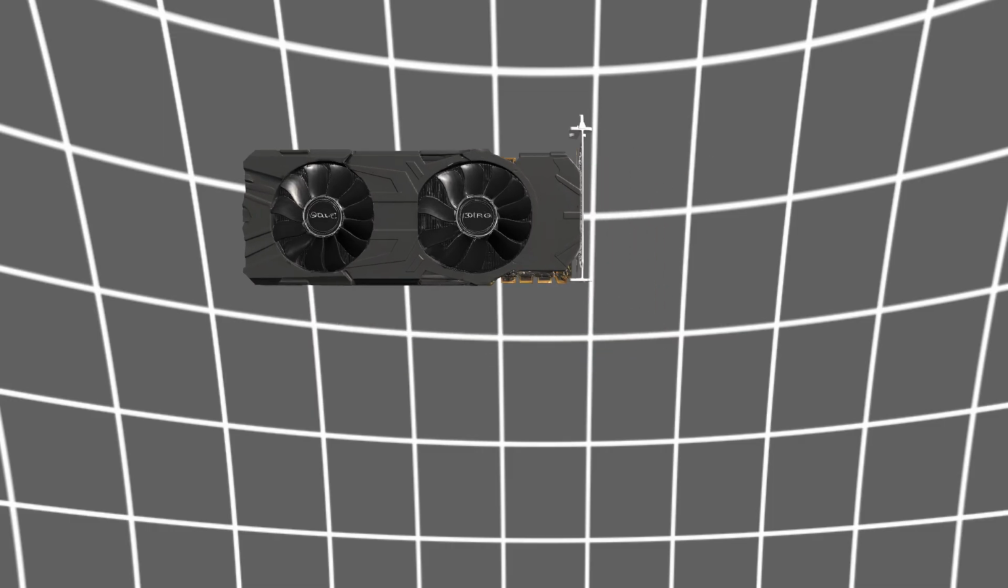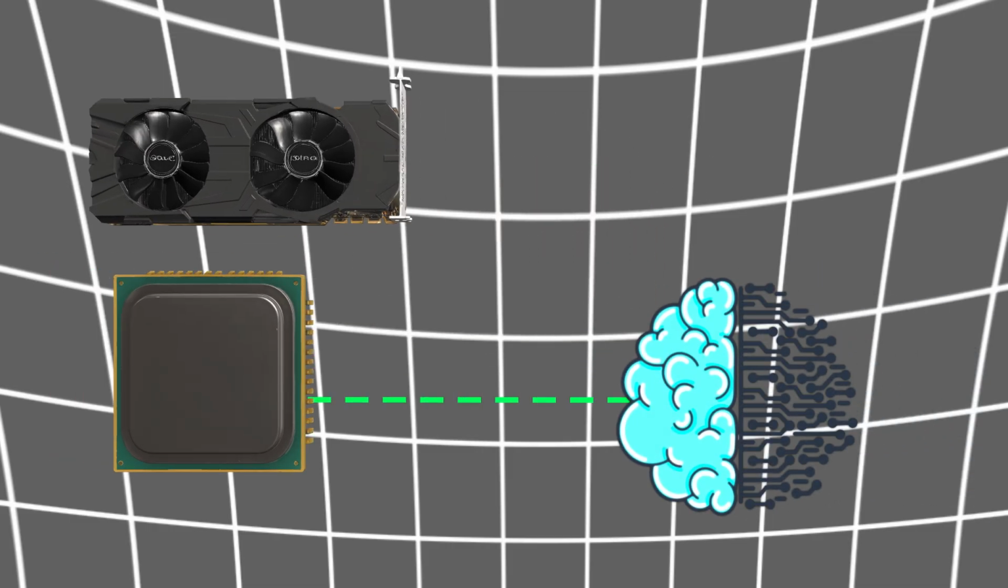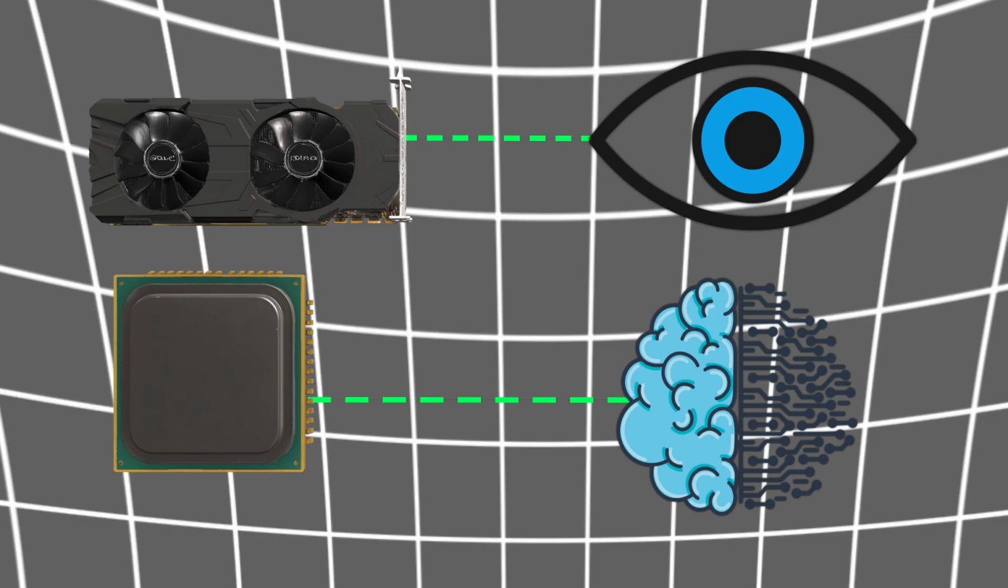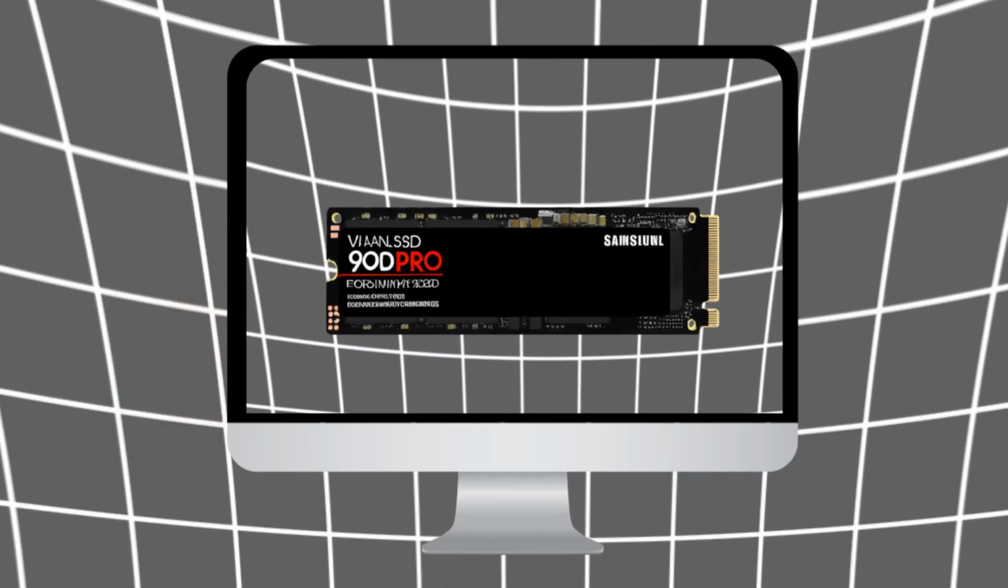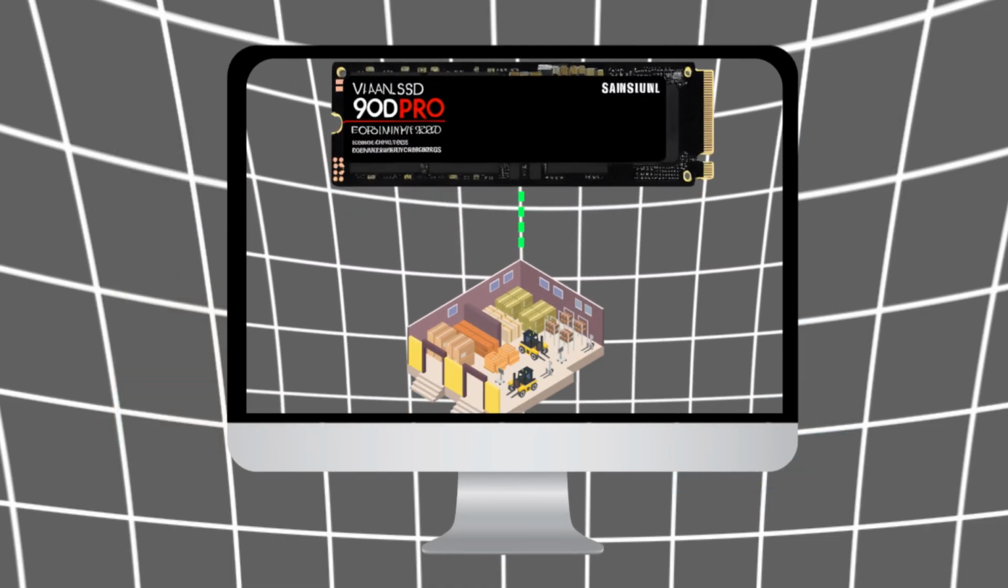Everything will be lost. GPU, the visual system. While the CPU is the brain that makes decisions, you can think of the GPU as the eyes of the computer. The CPU tells the GPU where to look, and the GPU processes and renders the image or video you see on the screen. Without it, nothing you see on the screen would exist.